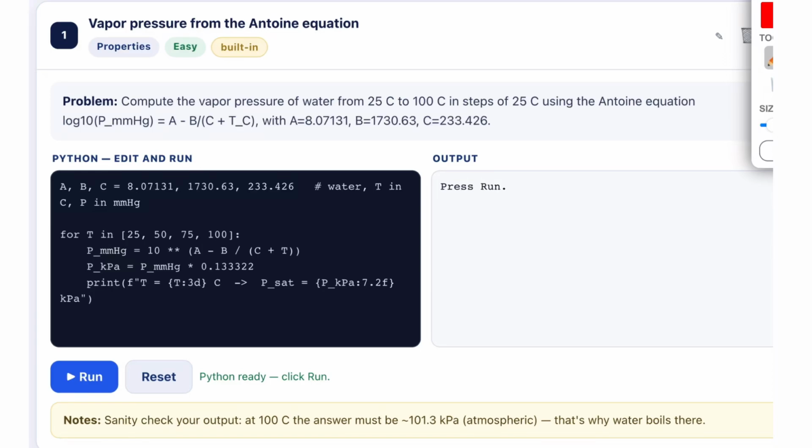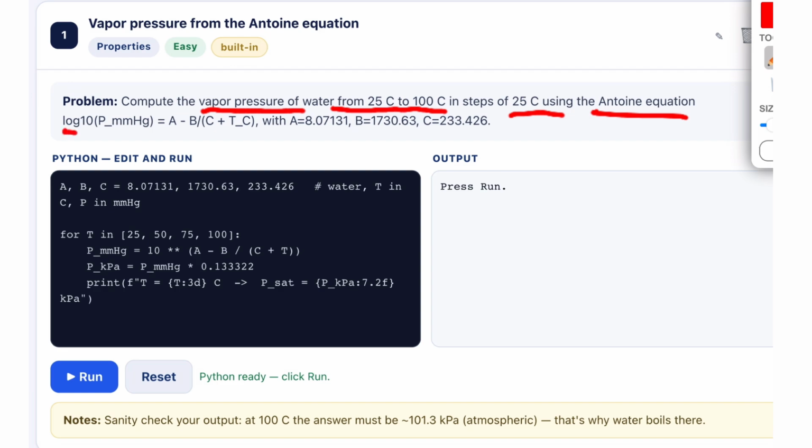Today I am going to calculate vapor pressure from the Antoine equation. Here is the problem statement. Compute the vapor pressure of water from 25 degrees to 100 degrees centigrade with a step size of 25 degrees centigrade using the Antoine equation. Now here the Antoine equation is given.